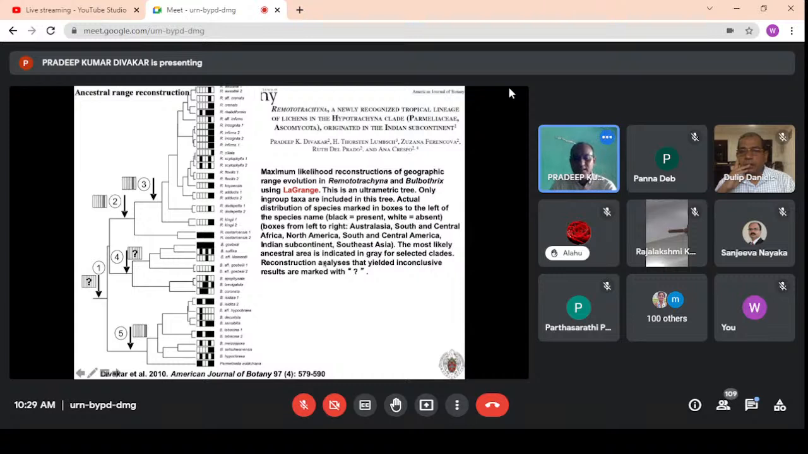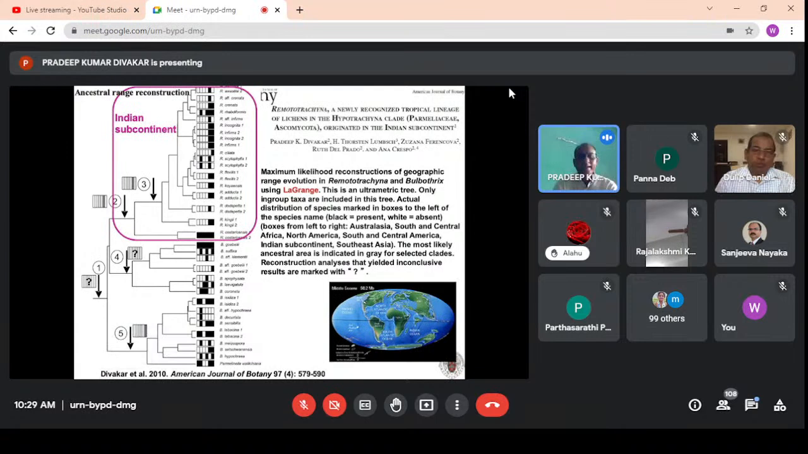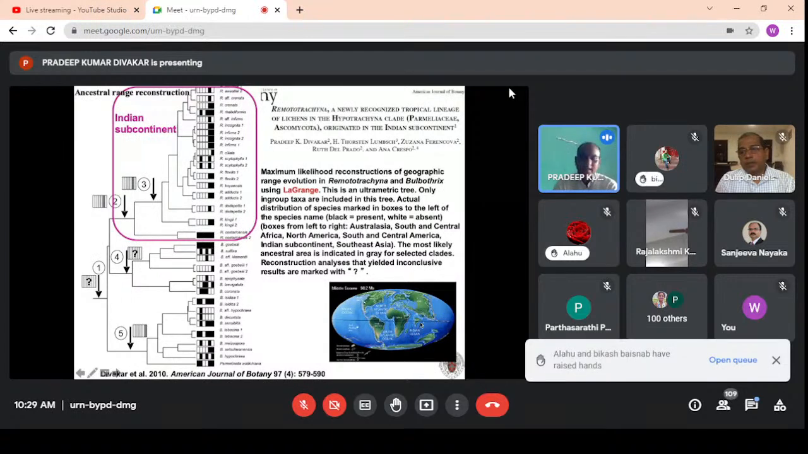These were the regions that we had divided, and then the species distribution was encoded and analyzed using the program Lagrange. So these are the results that I am showing today. If you look here, the program said the Autotrophic evolved in the Indian subcontinent, and it evolved more or less 50 million years ago when India was traveling as an island somewhere in the ocean at that time.